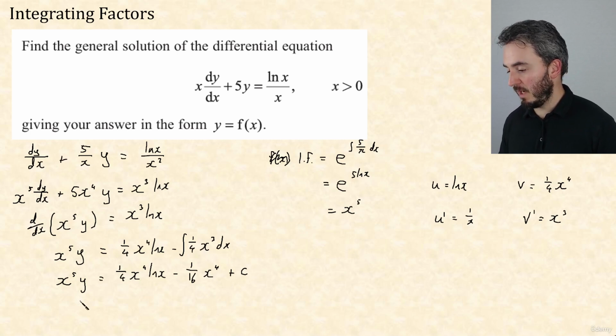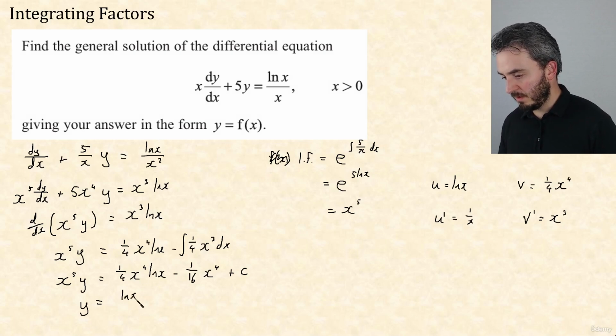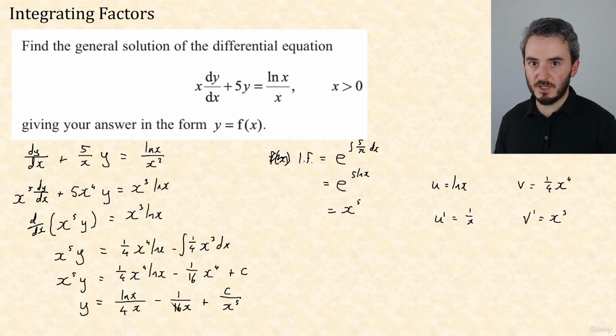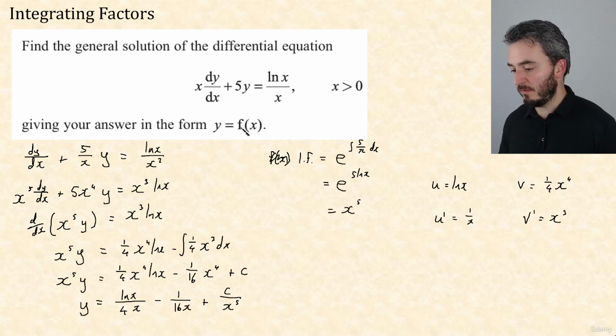Divide the whole thing through by x to the 5, and we get y equals, dividing through by x to the 5, what am I getting? I'm getting ln x over 4x, I think. Yep, x to the 4 divided by x to the 5 is divided by x. And here, that is 1 over 16x plus c over x to the 5. And there we have it. I mean, there's obviously various ways you could factorize things out, but it didn't specify. We've got it as a function of x, and so we're done.